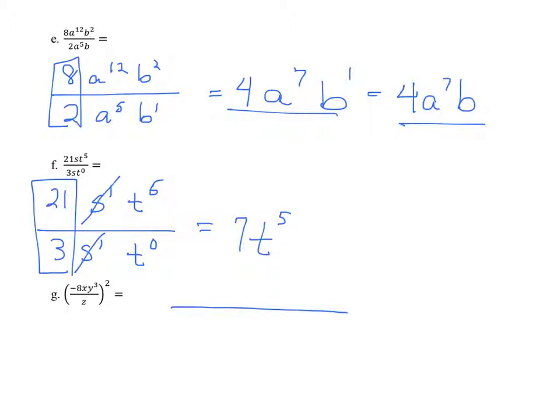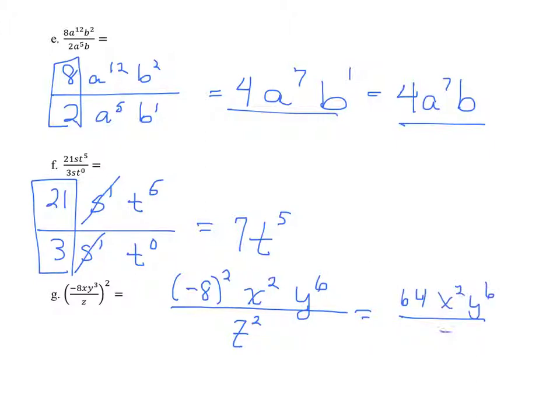All right, this last one, we have to be extremely careful. So we have to raise the negative 8 to the 2nd power, the x to the 2nd power, and then y is going to be raised to the 6th, because 3 times 2 is 6. When you raise a power to a power, you multiply your exponents. And then I also have to raise that z to the 2nd power. Now, if you type this in MyMathLab like this, it'll say, although your answer is equivalent, we need it simplified more. And negative 8 squared is 64. I can't do anything else with that.